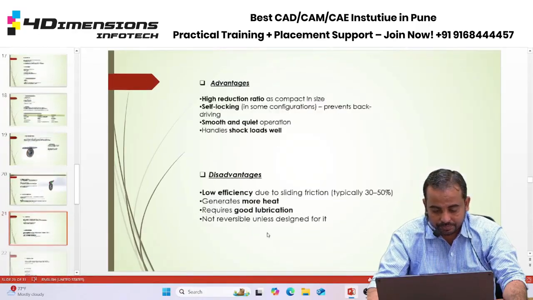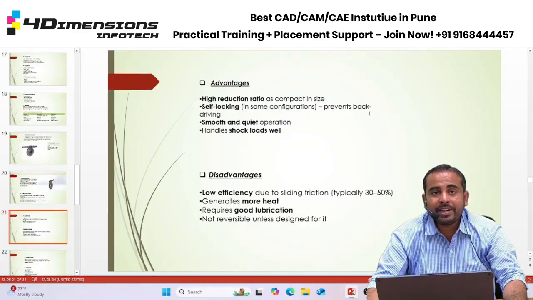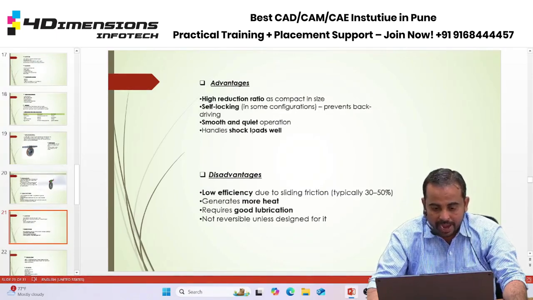Now the advantages of worm gear: high reduction ratio as well as compact in size. So the reduction ratio is high as well as they are compact in size. Self-locking in some configurations prevents back driving. So they are self-locking, it prevents the back drive here. Smooth and quiet operation. While working they are very smooth as well as quiet operation can be carried out. Handles shocks and loads as well. They can also handle better shock loads here.